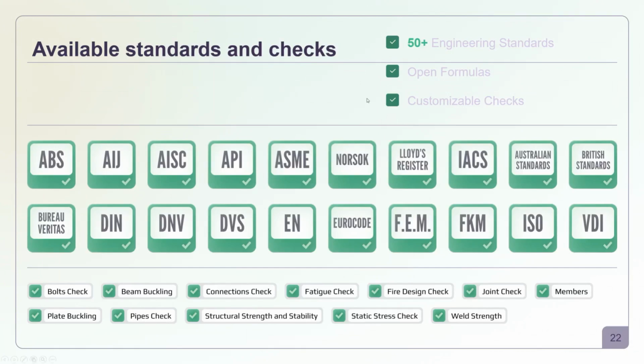What you can also do is create your own checks on the basis of another check. For example, you can copy the EN 13001 standard, slightly adjust the formulas to your needs, save it as a different standard, and use it for your verification.